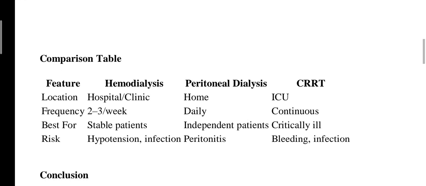Comparison table, in which we see features for hemodialysis, peritoneal dialysis, and CRRT. Location: hemodialysis in hospital or clinic, peritoneal dialysis at home, CRRT in the ICU. Frequency: hemodialysis 2 to 3 times a week, peritoneal dialysis daily because it is an easy process done at home, and CRRT is a continuous process. Best for: hemodialysis for stable patients, peritoneal dialysis for independent patients, and CRRT for critically ill patients.